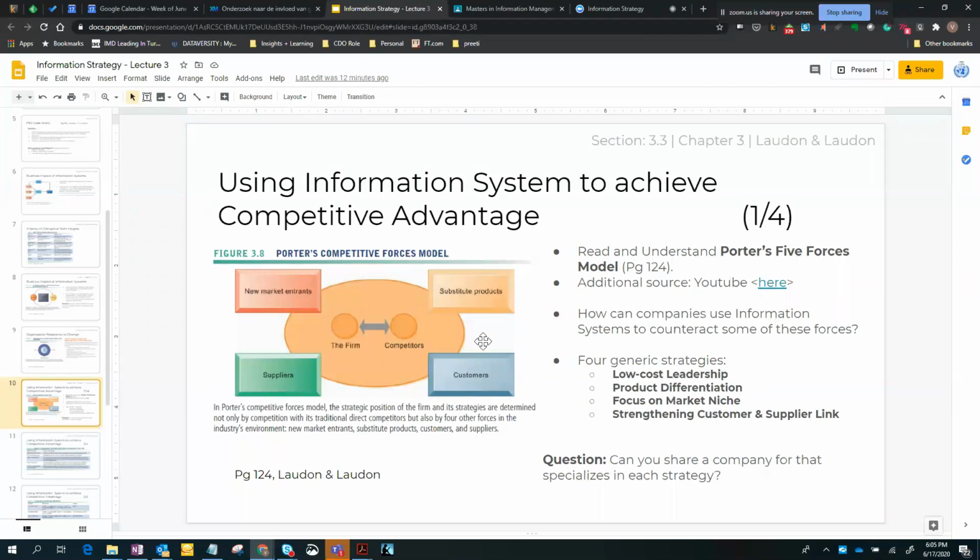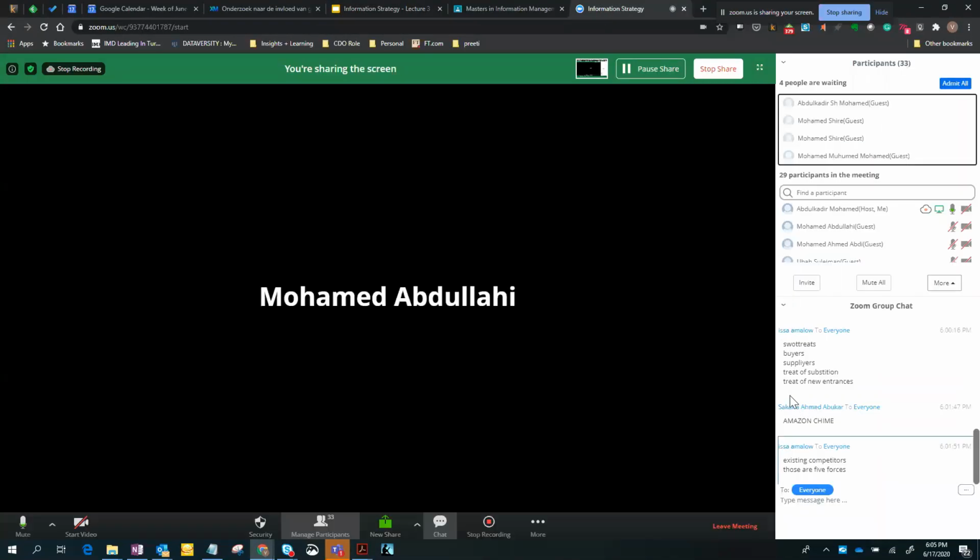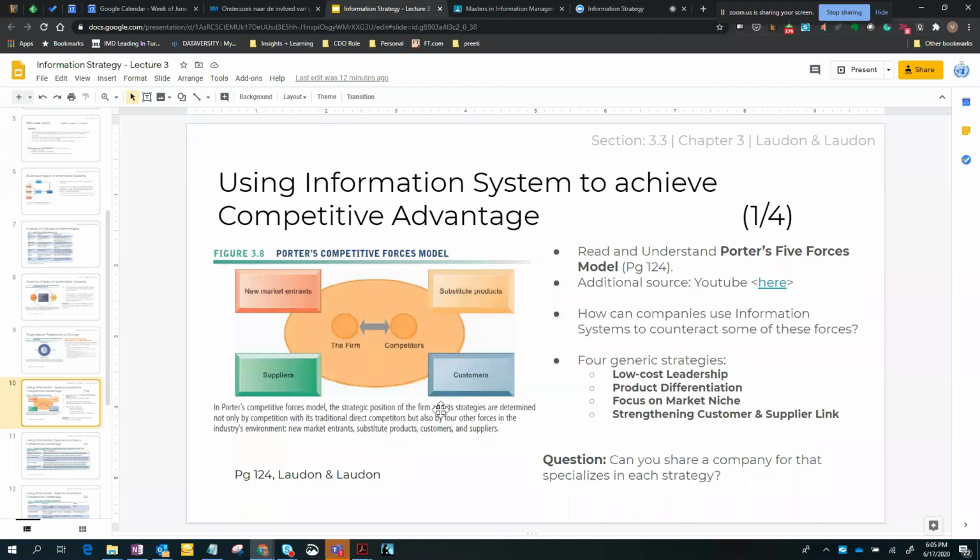Now you will say, well, why is this relevant to information management or information systems, right? And it is relevant because information systems can tilt the balance of these forces, and therefore make a certain company more powerful in the equation compared to another company, which is its competitor, right? So that's something to keep in mind.